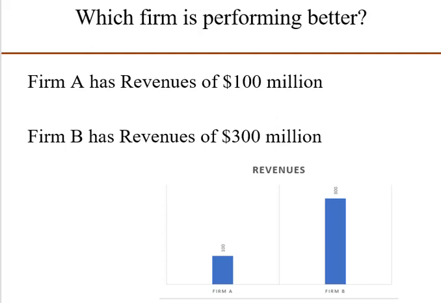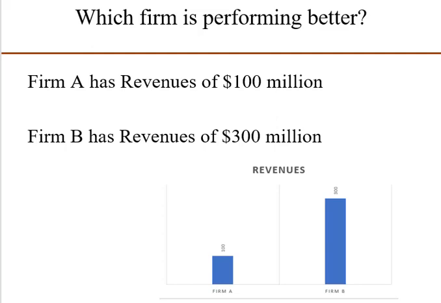We have two pieces of information. Firm A has revenues of 100 million and firm B has revenues of 300 million. Which would you rather invest in? We really can't tell. If we're only looking at sales as a performance measure, then we would say firm B. But if we're looking at profit, remember the profit equation, revenues minus expenses equals profit, right? All we can say is that firm B has more revenues than firm A. But in terms of performance, we really can't tell.